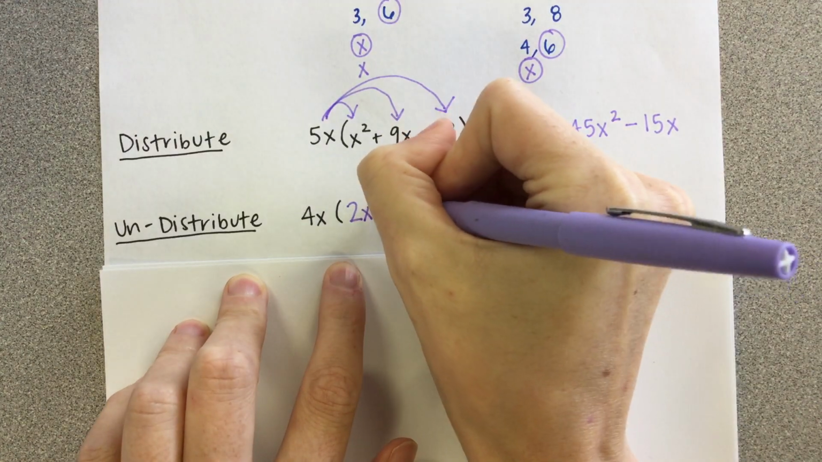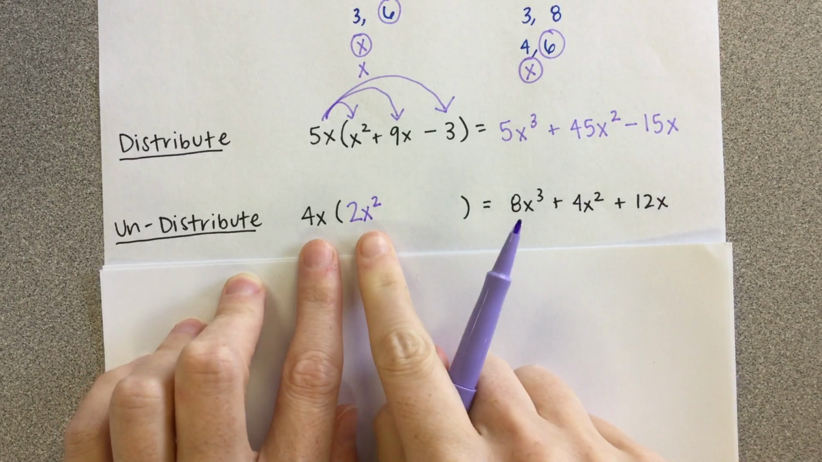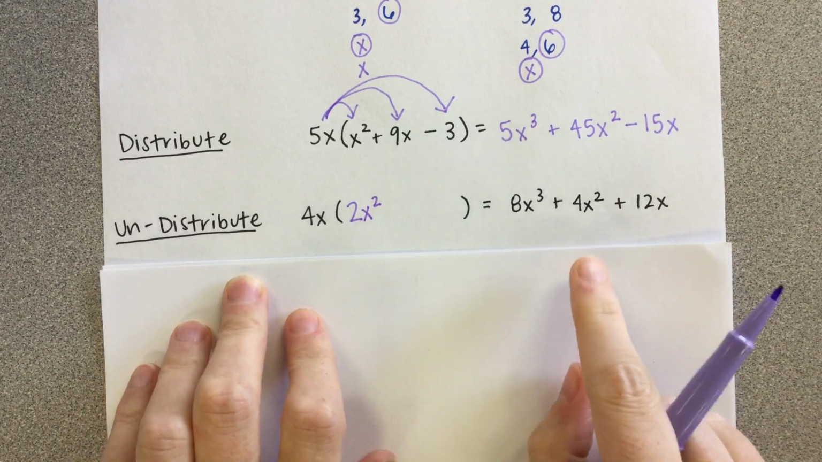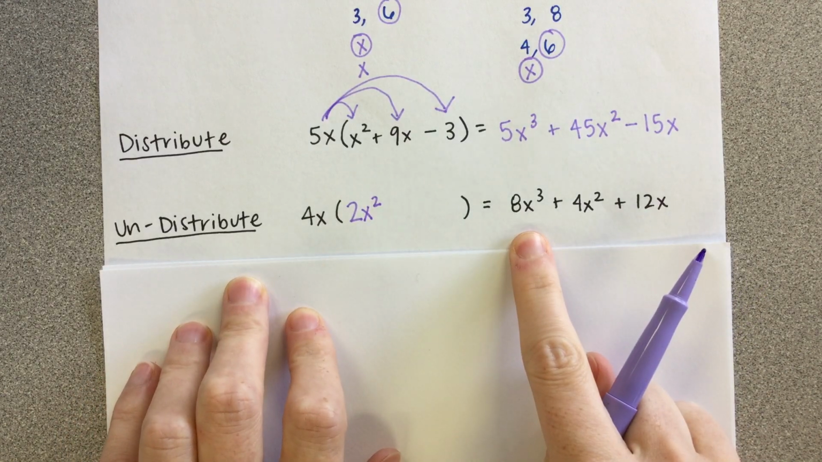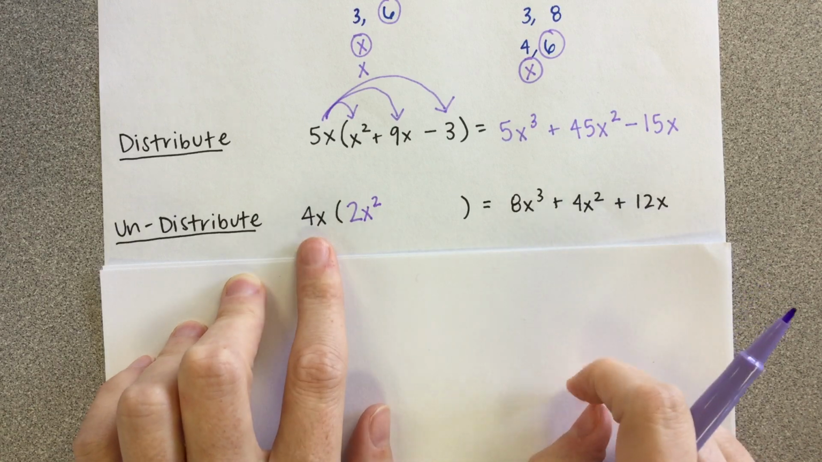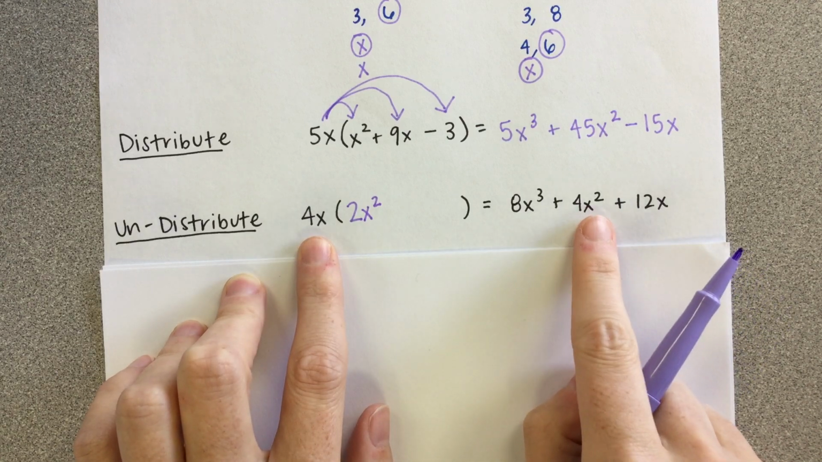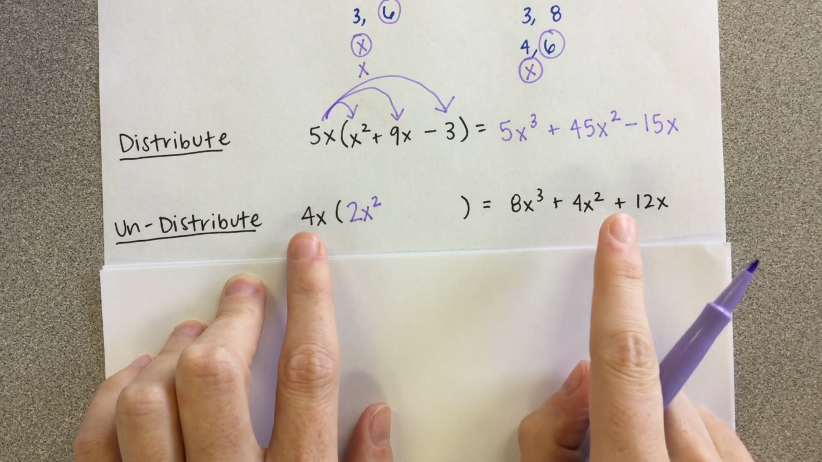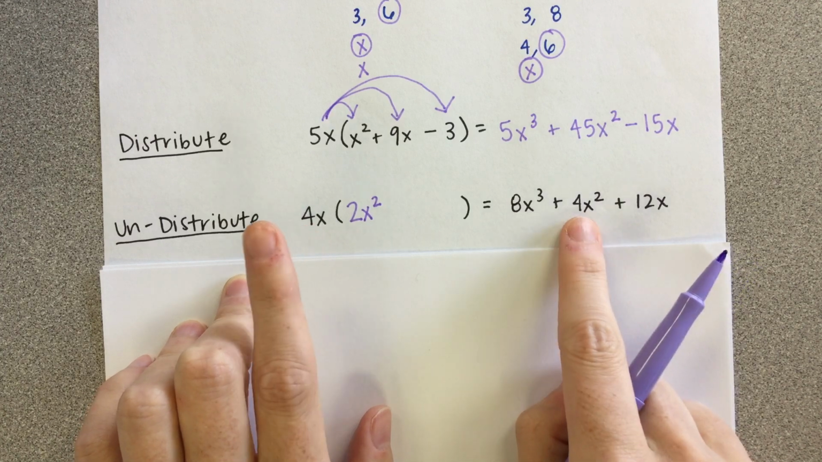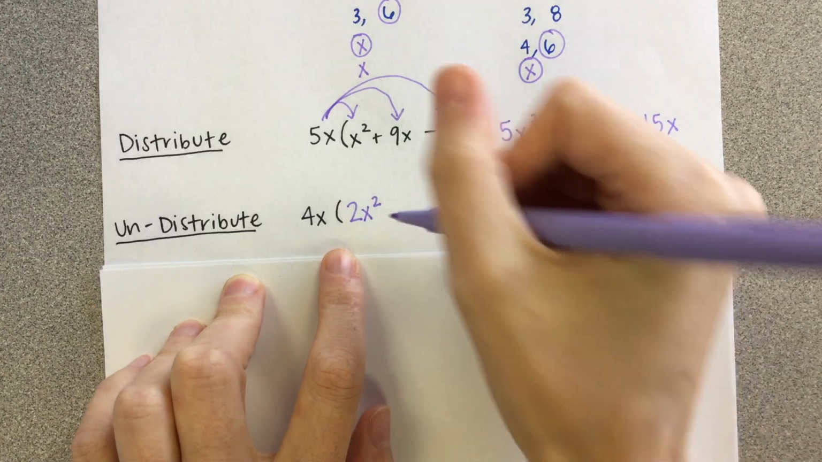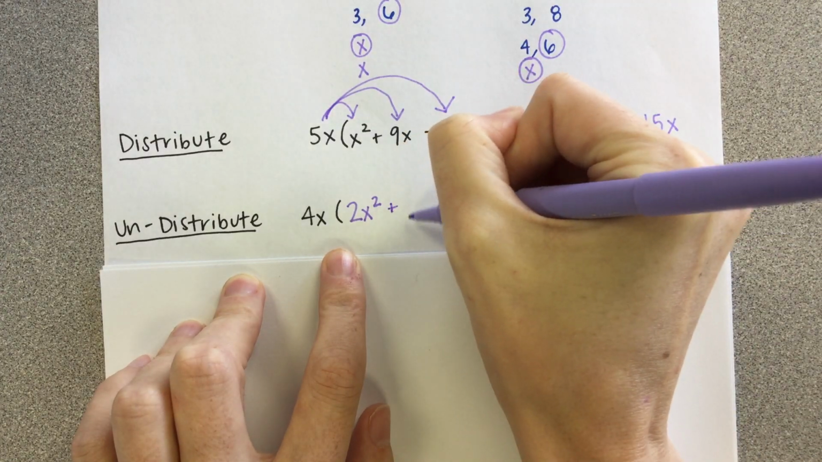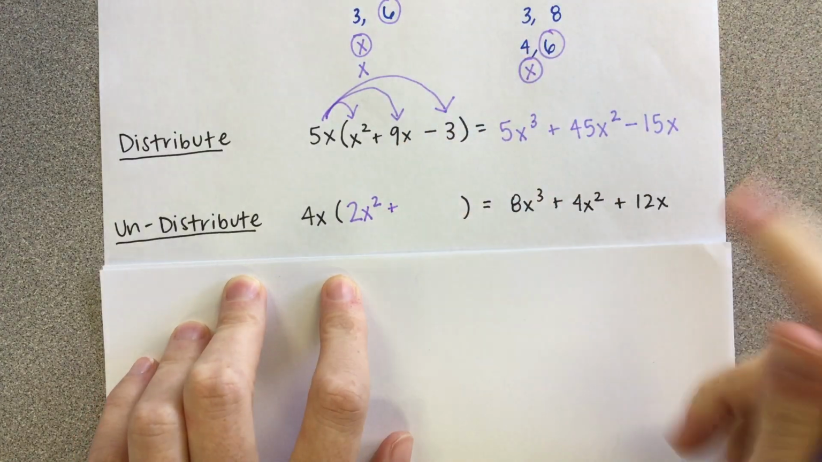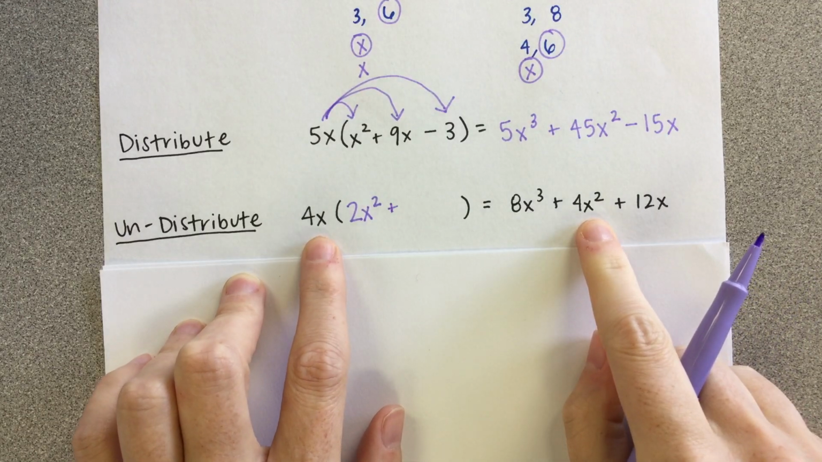So this is a 2x to the second power, right? If we multiplied these together, we would get 8x to the third power. Then let's undistribute the 4x from this middle term, from the 4x squared. So 4 times 1 is 4, right? And I could put a plus 1 here, but I don't actually need to write the 1 since I'm going to have a variable I write.